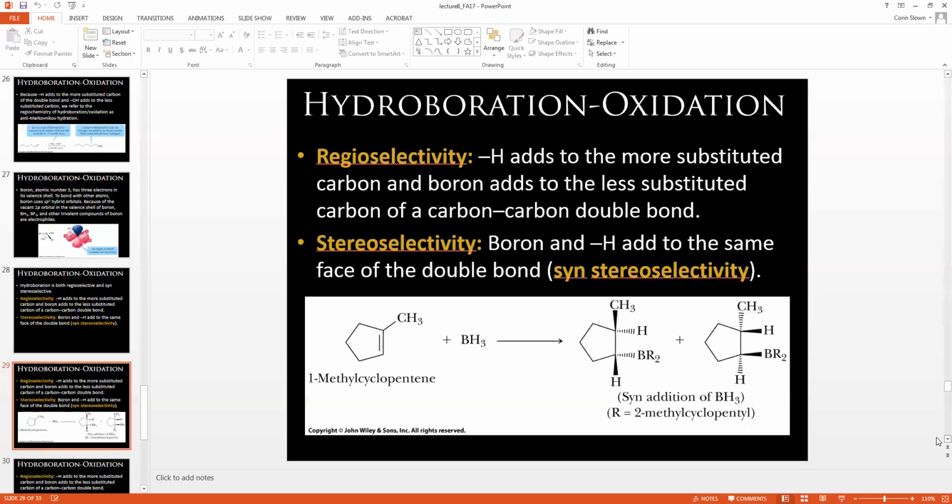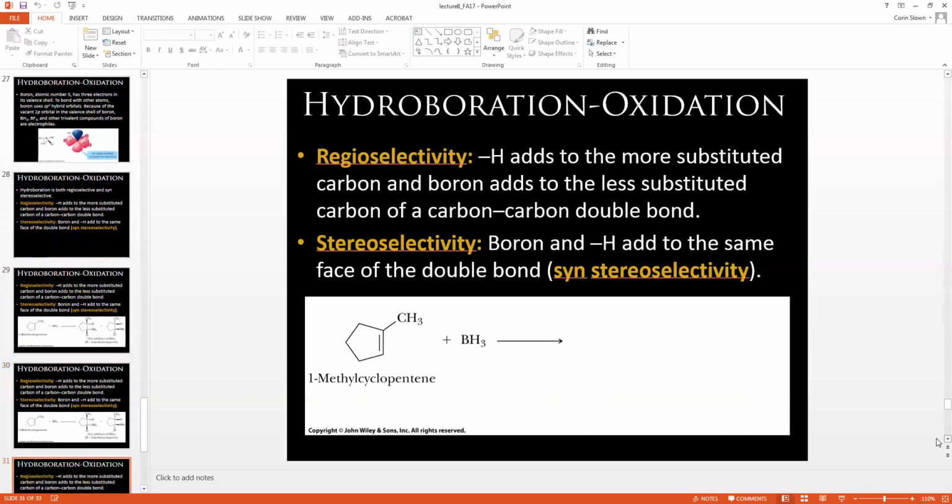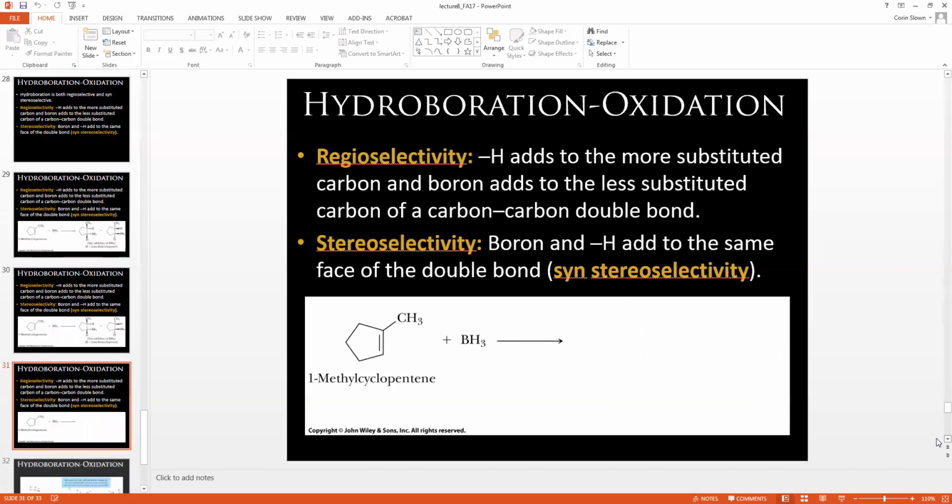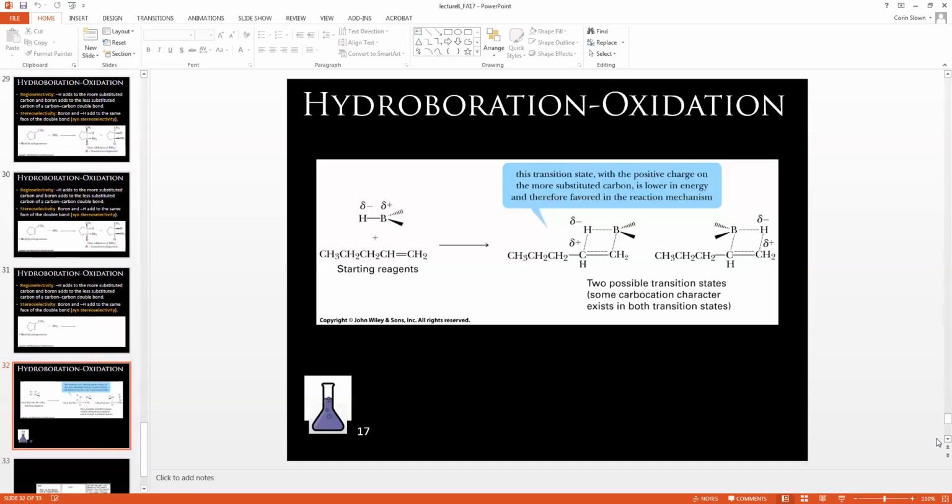So here's an example of what that looks like. Syn addition, either both on the bottom or both on the top for our stereoselectivity. And the regioselectivity is that the hydrogen adds to the more substituted carbon and boron adds to the less substituted carbon. So take a moment and practice. See what that looks like. Here's another example of a hydroboration oxidation reaction mechanism that you can draw out, showing the two possible syn additions.